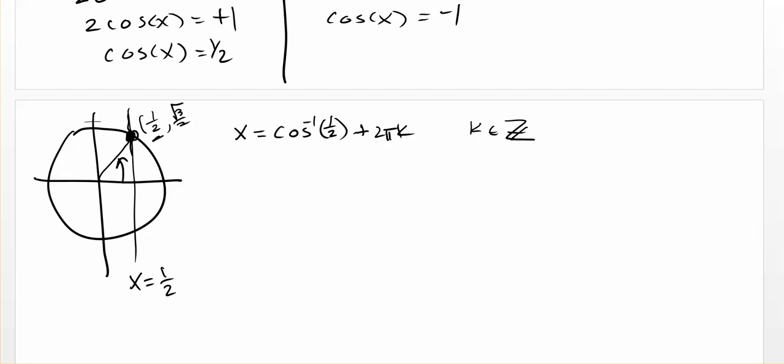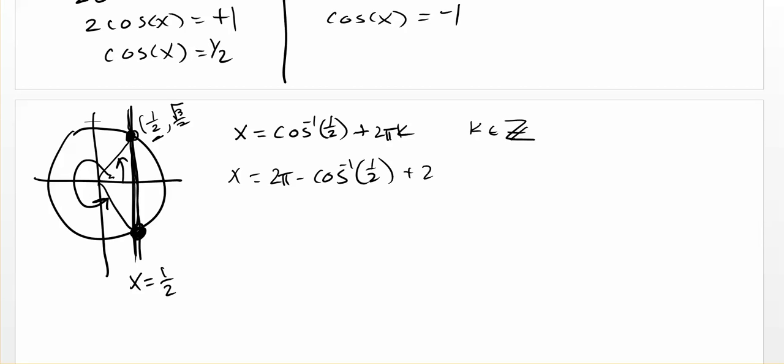And remember, this line right here, x equals 1/2, intersects the circle in 2 places. We get this second angle here, which we can describe as the negative angle or as its positive angle. I'm going to describe it as its positive angle. So here we get x is equal to 2 pi minus the inverse cosine of 1/2 plus all of its coterminal angles, so 2 pi k. Now, since the inverse cosine is taken of 1/2, and this is a nice ratio, we know that this is the angle pi over 3.